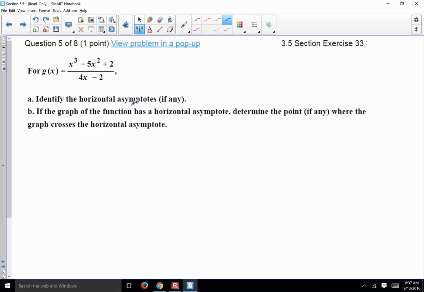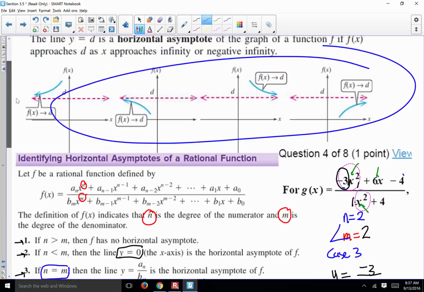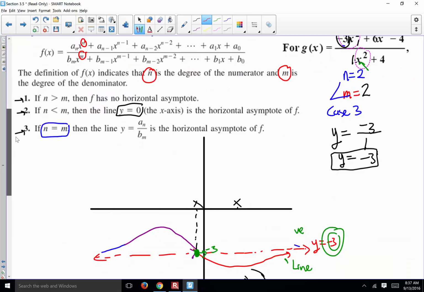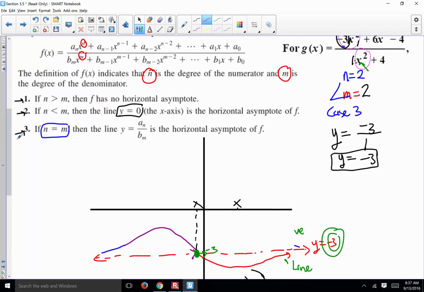Horizontal asymptotes. I need to find N and M. Who can read me those? N is 3. M is 1. So which case are we going to use here? Yeah. 3 is more than 1. N is greater than M.